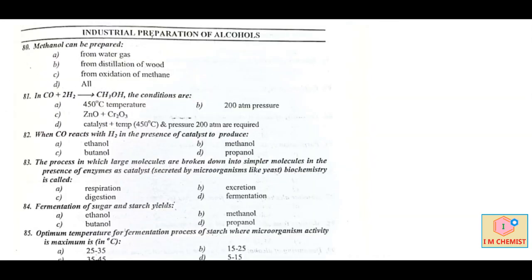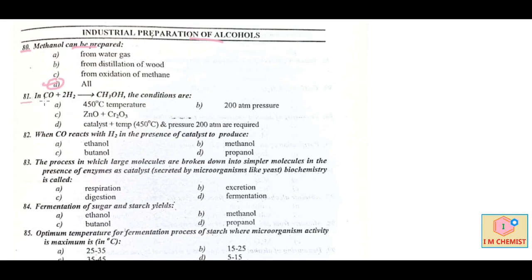Now these MCQs are from the industrial preparation of different types of alcohol. The MCQ number 80 is: methanol can be prepared from water gas, from distillation of wood, from oxidation of methane. So the right option would be all of these. These all methods can be employed to prepare methanol.